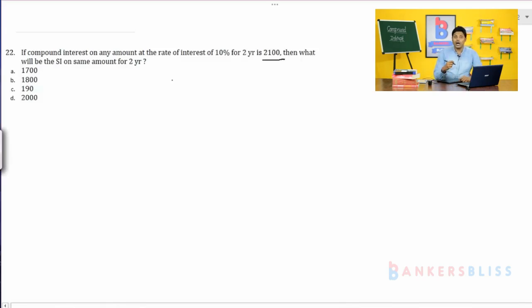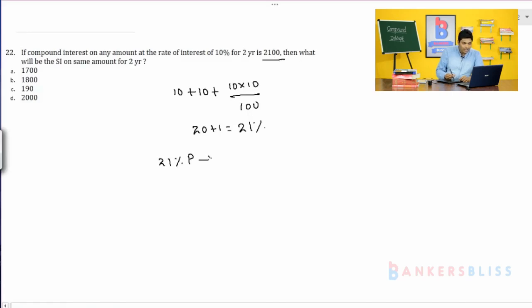Under the compound interest scheme, if you want to calculate the percentage in a single shot, how much percent do you have to calculate? See here, 10% plus 10% plus 10 into 10 by 100, which is equal to 20 plus 1, 21% on the principal amount. So after calculating 21%, you are going to get 2100. So 21% of P is 2100. That is the data they have given.